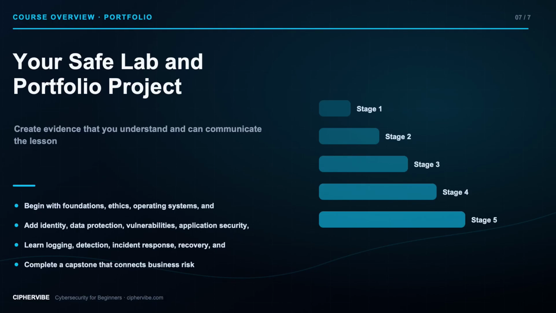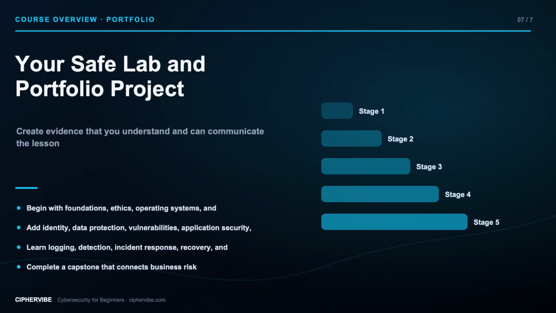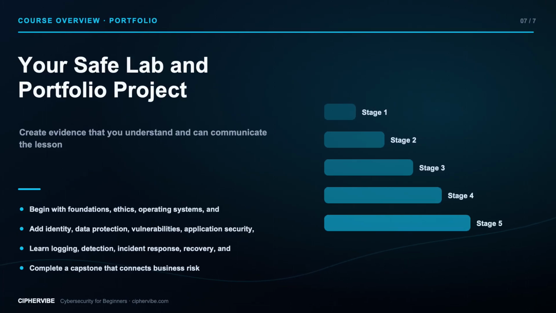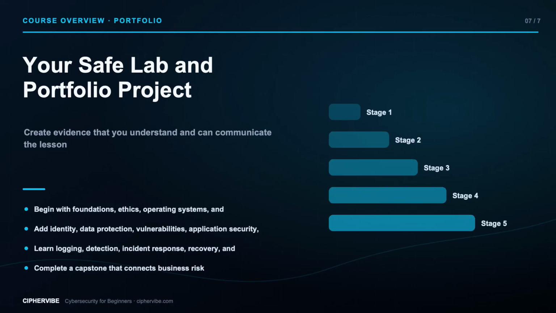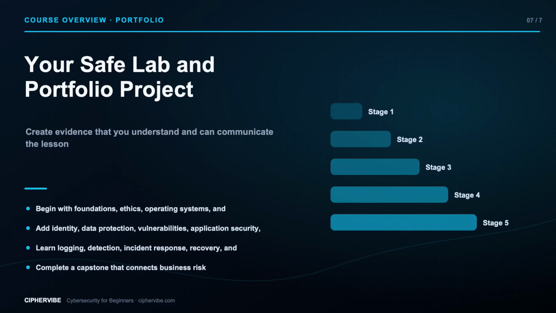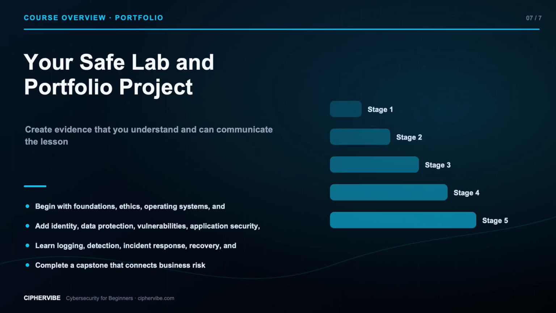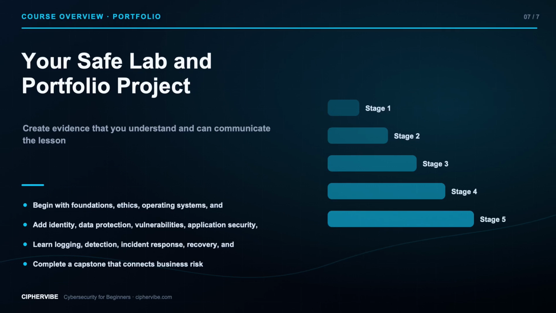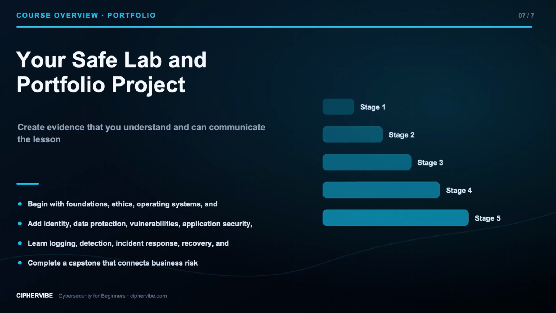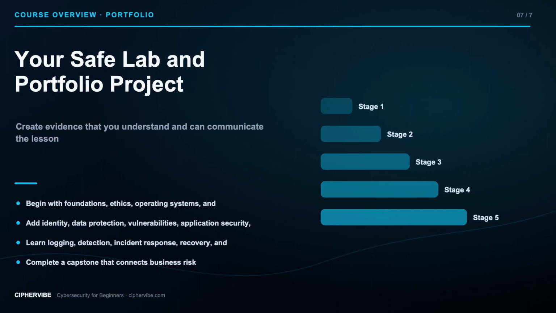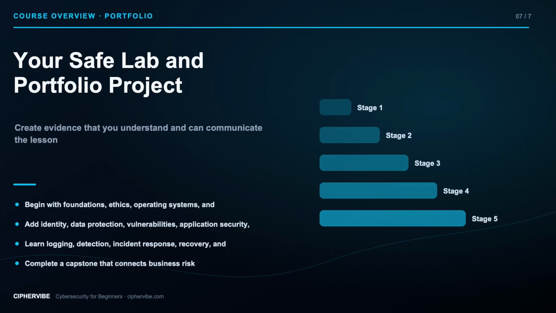First, begin with foundations, ethics, operating systems, and networking. Second, add identity, data protection, vulnerabilities, application security, and cloud security. Third, learn logging, detection, incident response, recovery, and governance as one operating loop. Fourth, complete a capstone that connects business risk to controls, telemetry, response, and recovery. Fifth, choose a specialization only after the common foundations make its trade-offs understandable.